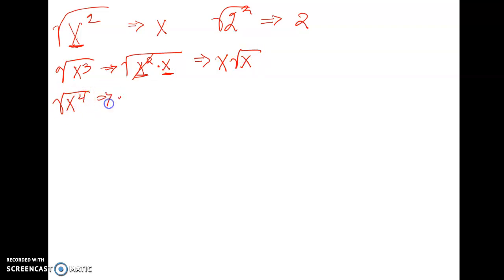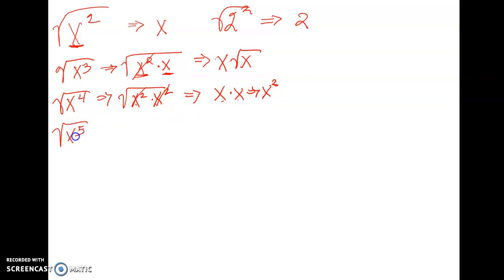X to the 4th is x squared times x squared. They're both perfect squares. I have 2 perfect squares in there. So I'm going to get x times x, which is x squared. Okay, because I took the square root of x squared, which is x. How about x to the 5th?